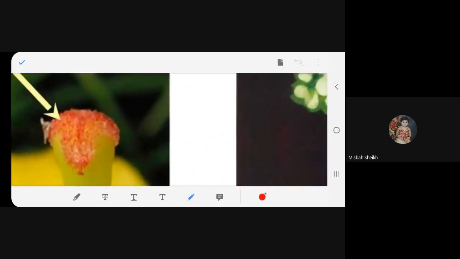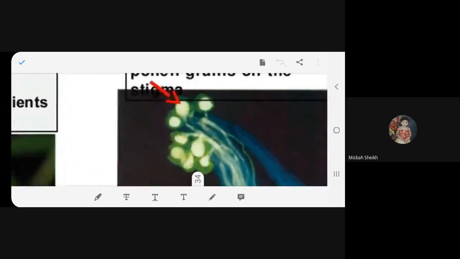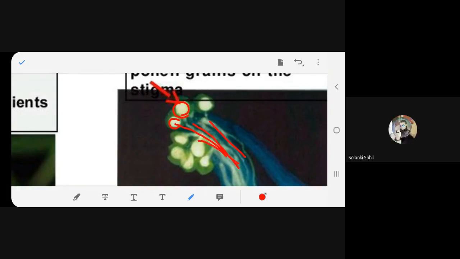This is stigma. You can see this portion is stigma. And it has all these structures which are very sticky, gummy structures, like gum. And on top of that, what happens? All pollens get stuck to this stigma. And then what happens? Look over here. This is pollen on stigma, and then they produce a pollen tube. What do they produce? Pollen tube. Got it now?